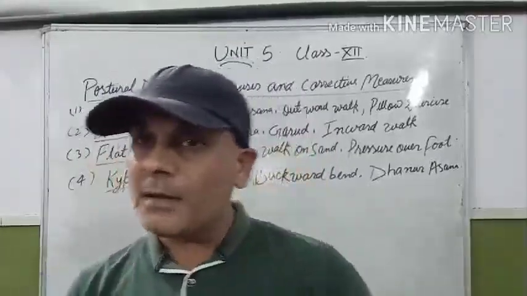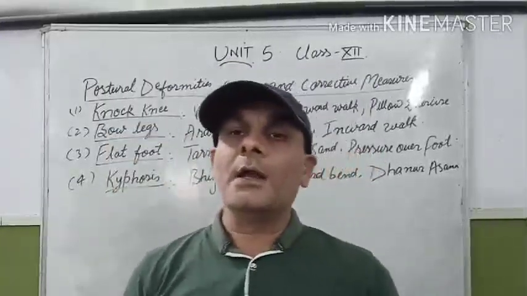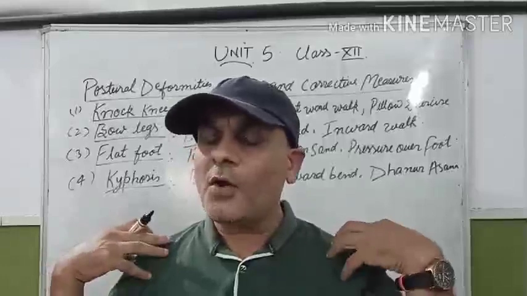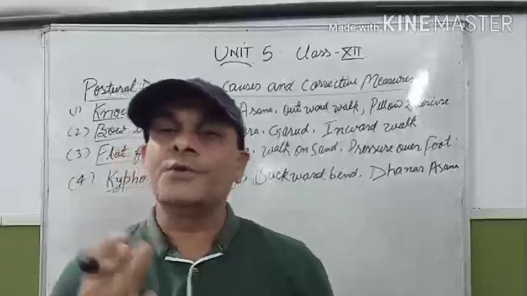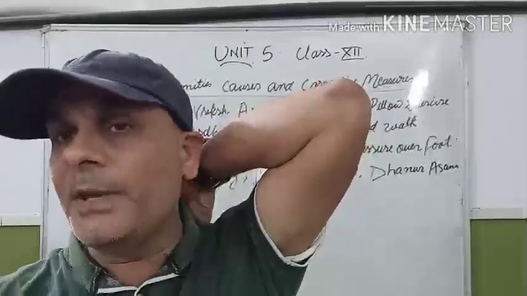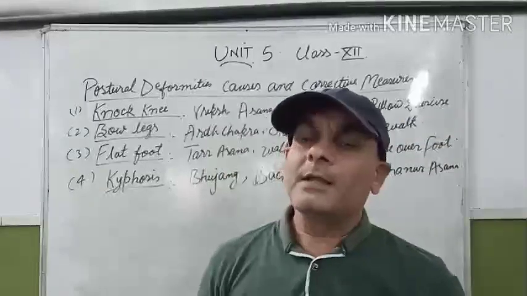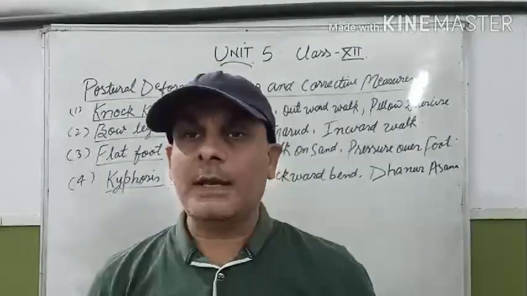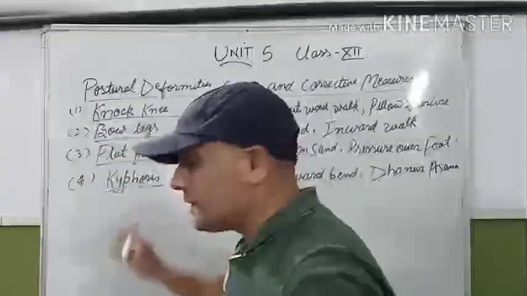If there is an abnormal curve in your spine, then your shoulders come forward, your neck drops forward, and the shoulders have a round shape. It is also called round shoulder. And there will be a hump, a swelling on the back. That is why the shoulders and neck drop forward. So this deformity is called kyphosis.